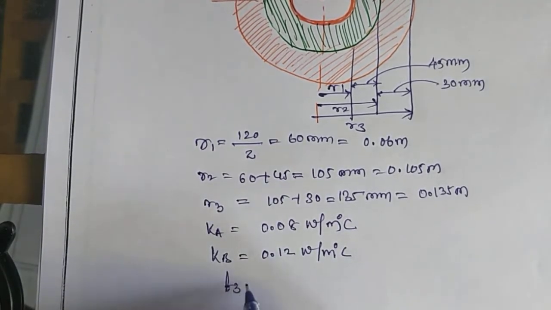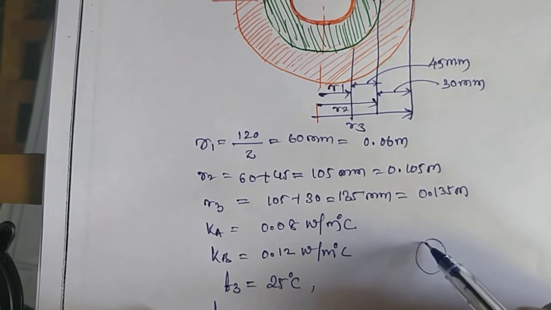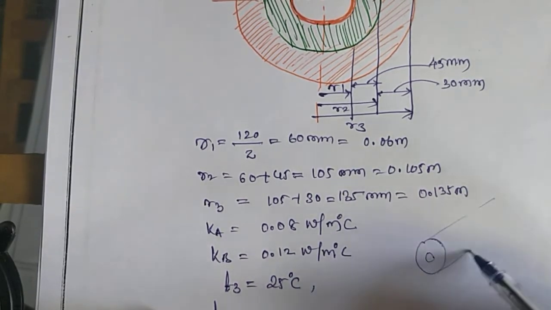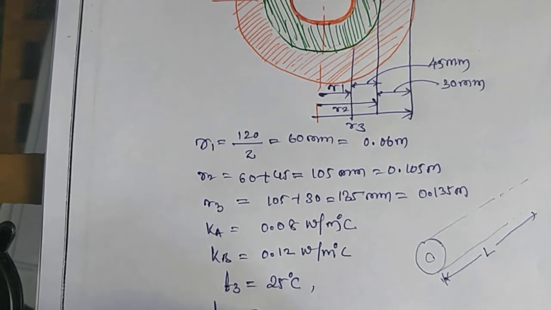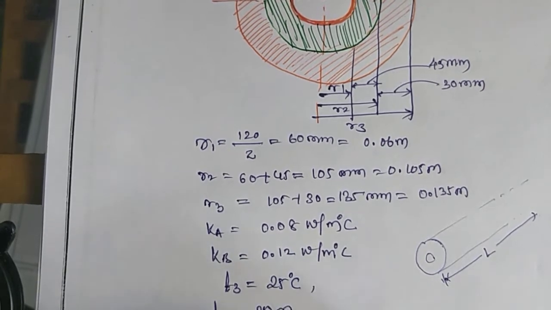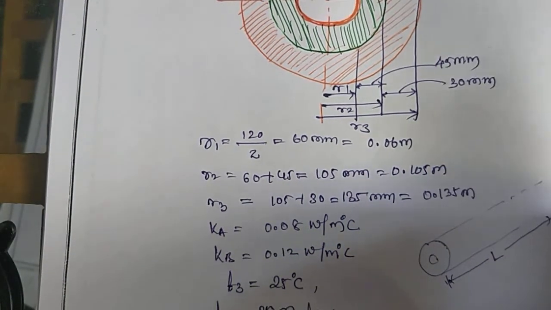And meanwhile, T3 is given 25 degree centigrade and the length of the pipe. So if you consider this is a cylinder pipe, steam pipe having some length, that length is given, which is 30 meter long. What we have to do, corresponding to twenty bar pressure of the steam, we will get the properties.